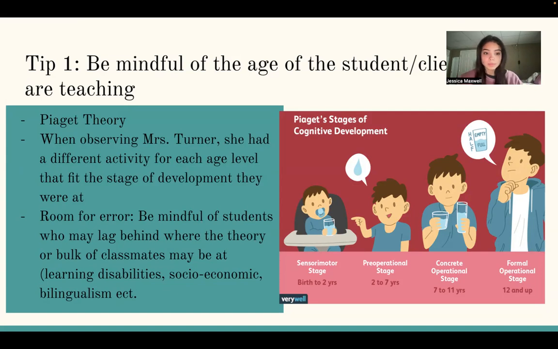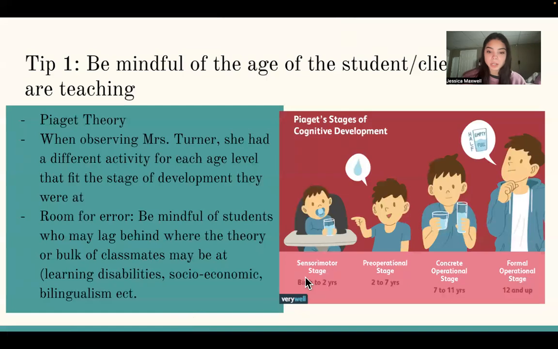So I thought Piaget's theory was perfect to tie in with this experience because she does teach a wide range of students, since she sees K through fifth grade in the school. The main thing about Piaget's theory is thinking and the process of thinking and memory development as kids develop over time.